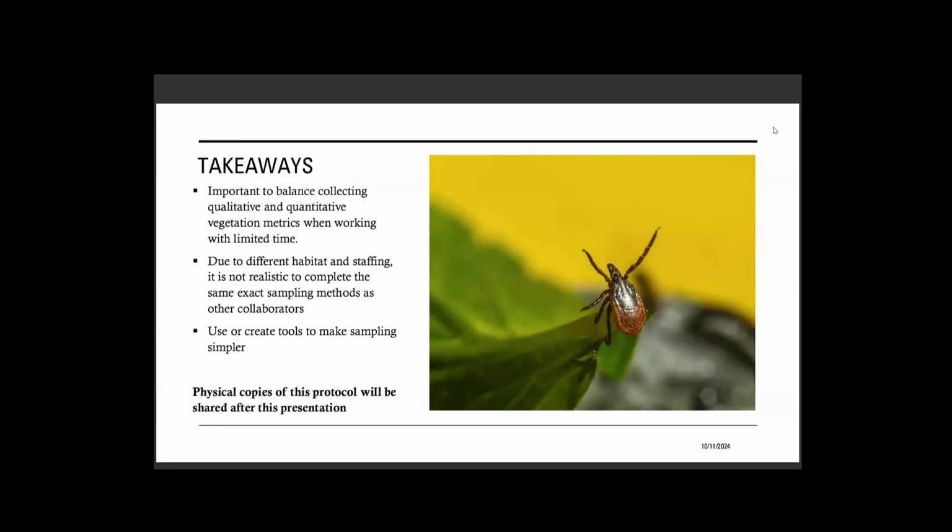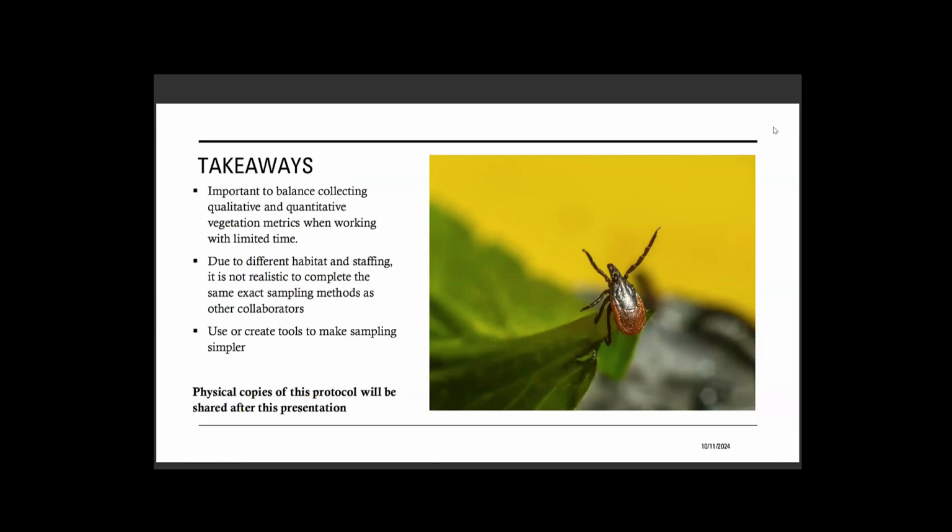Takeaways. It's important to balance collecting qualitative and quantitative vegetation metrics when working with limited time. So if everything was quantitative, it wouldn't be possible to get this work done in a timely manner. And we also could not use the exact same sampling methods due to different habitat and, again, staffing. And it was really beneficial to create tools to make sampling simpler.